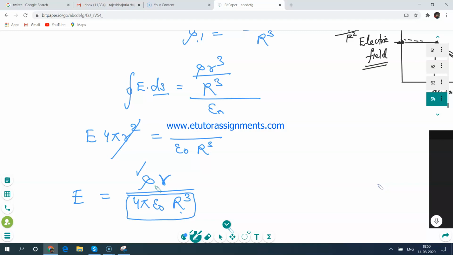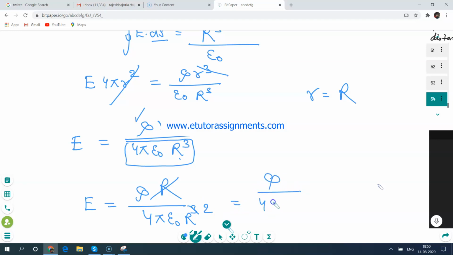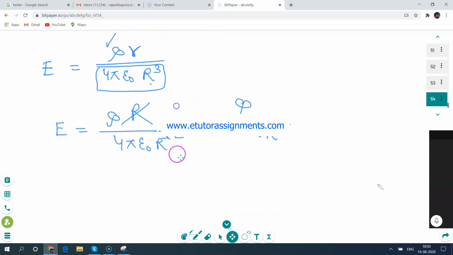Yes, sir. But after some time r becomes equal to capital R. Then E becomes KQ R by R cube, so R and R cancel, and it is equal to Q by 4 pi epsilon 0 R square. Correct, no?